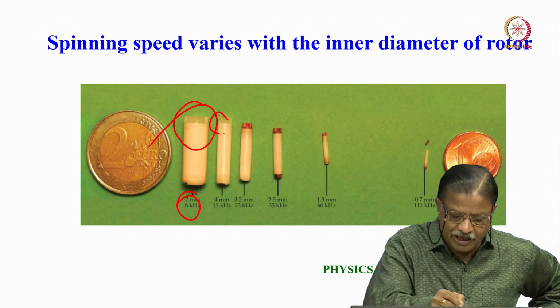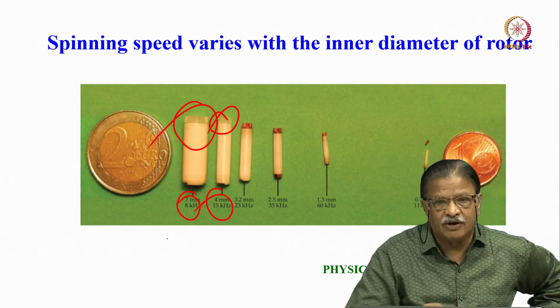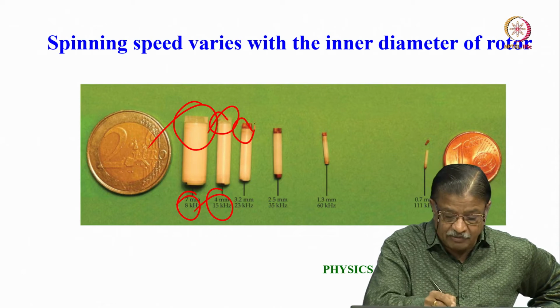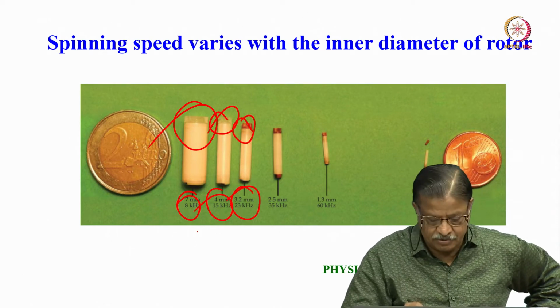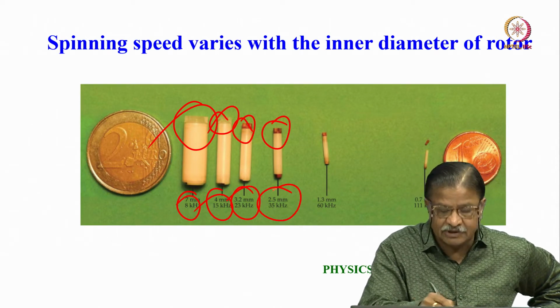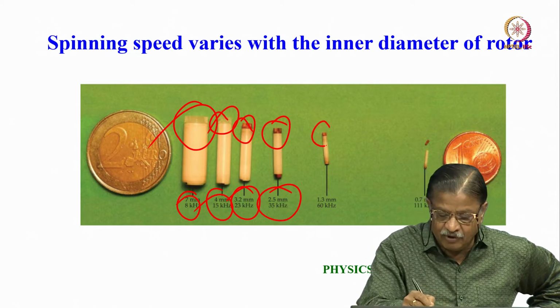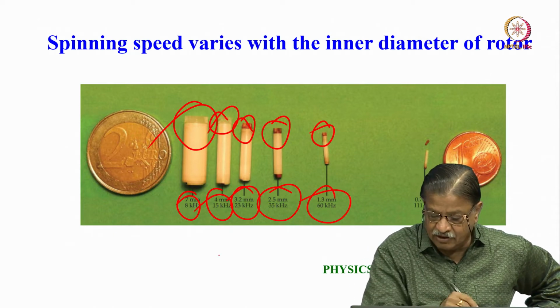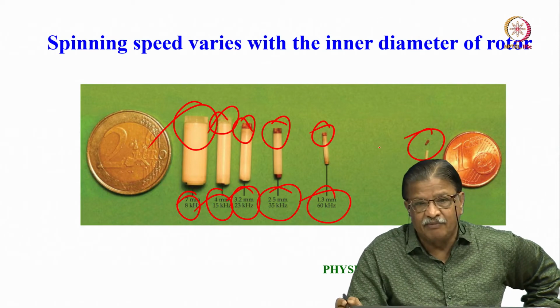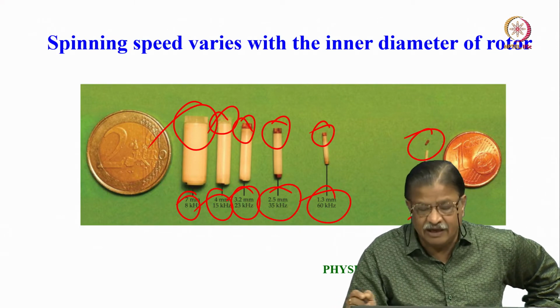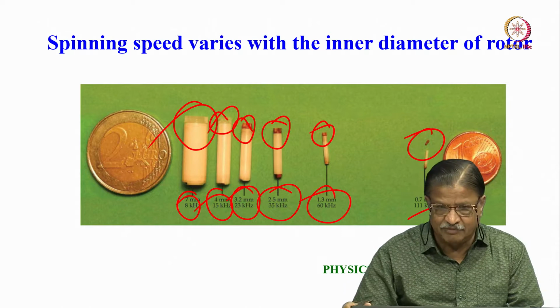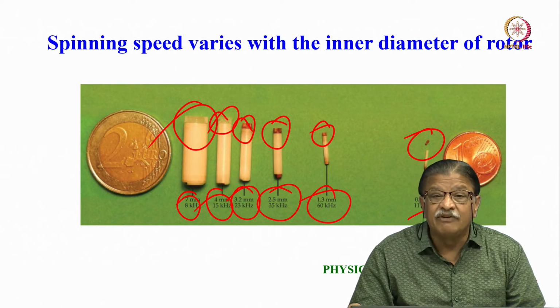If you go to 4 mm rotors, you can go up to 15 kilohertz. Go to a 3.0 mm rotor, up to 23 kilohertz you can go. With a 2.5 mm rotor you can go up to 35 kilohertz. If you go to 1.3 mm you can go to 60 kilohertz, and 0.7 mm can go up to 111 kilohertz. Now, attempts are being made to increase the speed even further.